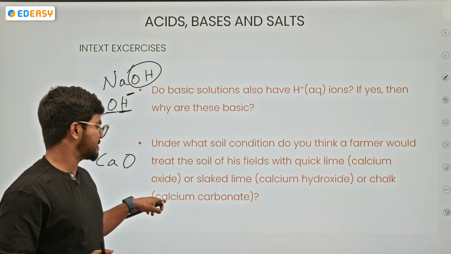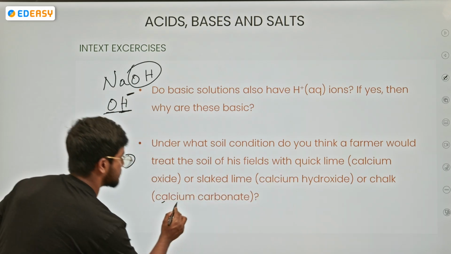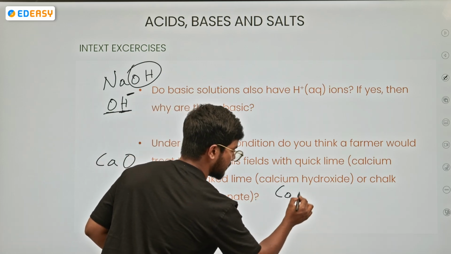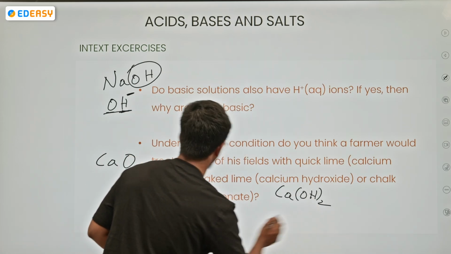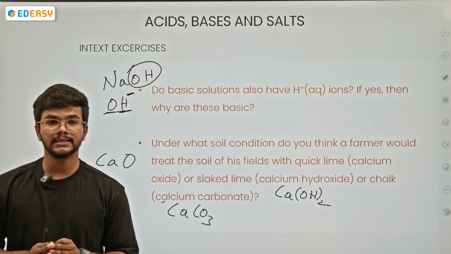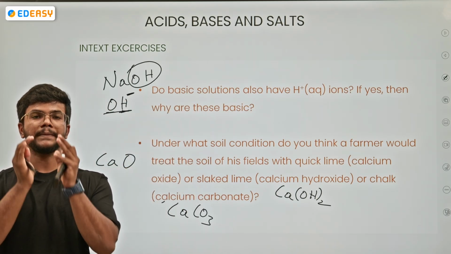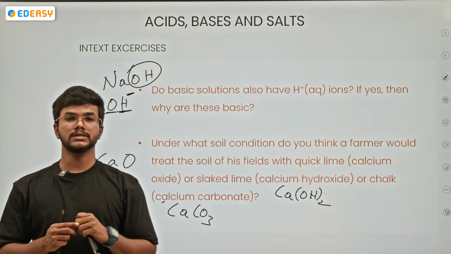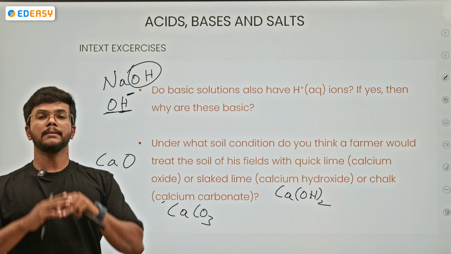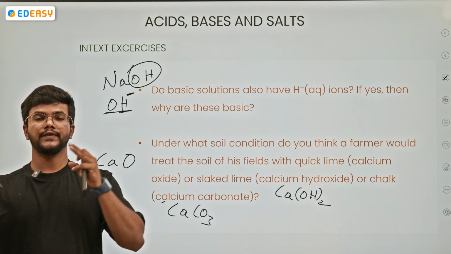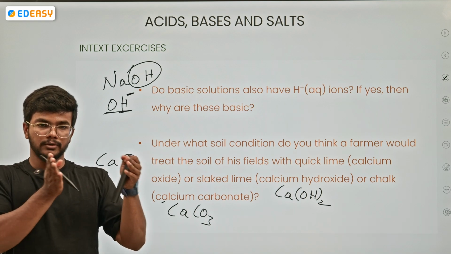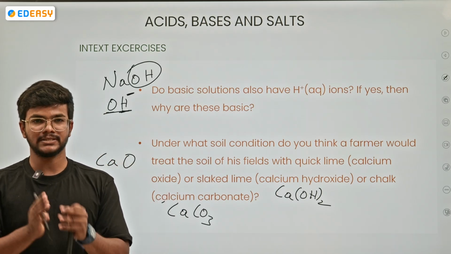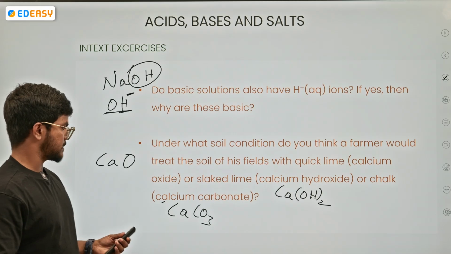Or chalk, which is calcium carbonate, CaCO3, can be used. Calcium hydroxide, Ca(OH)2, or CaO can neutralize the acidity of the soil. So the farmer always uses these types of bases to decrease the acidity. If the soil is acidic, it should be made neutral. So we use bases to neutralize the acid. Okay, next.